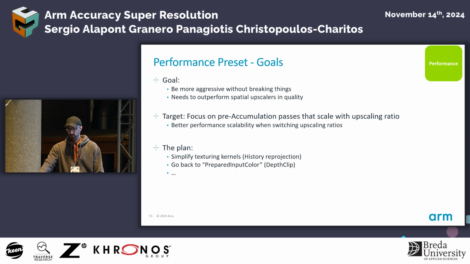And in order to achieve our goals, we looked at a few things. The most important ones were that the history projection was simplified to a Catmull-Rom 5-tap kernel. And we did some work in the prepared input color render target in depth clip. We now store tone mapped RGB directly without YCoCg encoding. And this RT is now in RGB 111110 format.